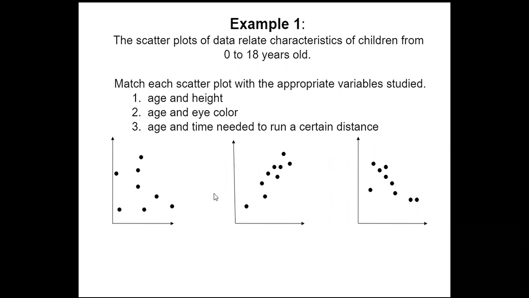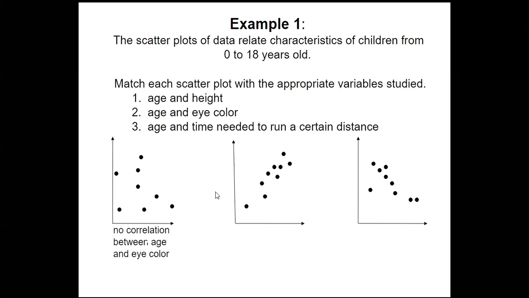Let me start with you. Age and height. For sure, when you grow up, your height should increase. Then both data should increase together, right? If we discuss only the graphs in front of us now, the first one represents no correlation between age and eye color.